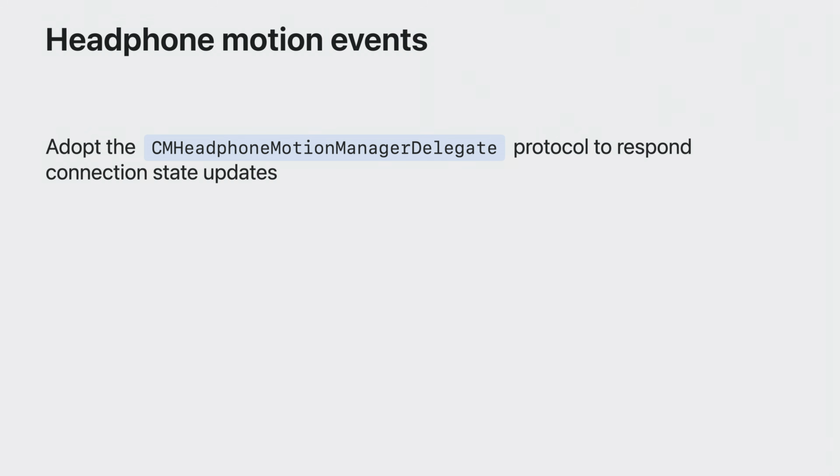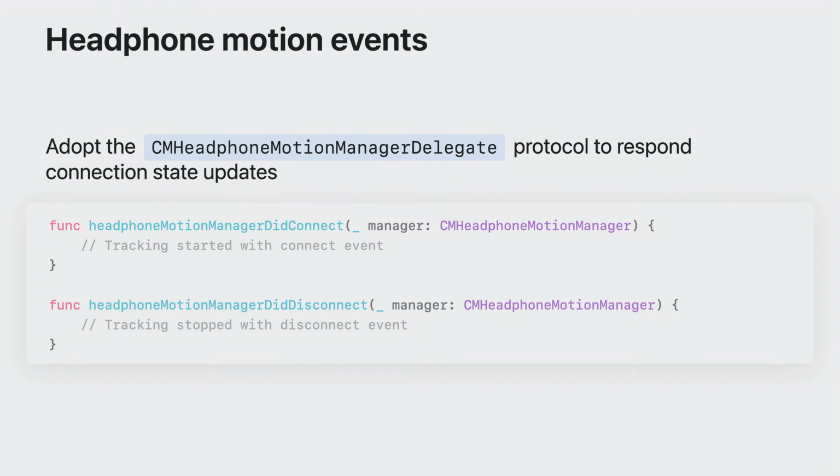Adopt the CMHeadphoneMotionManagerDelegate protocol to respond to connection state updates. Data is available when the audio device is connected to a supported streaming device, like iPhone, iPad, or Mac. If automatic ear detection is enabled, you'll receive events that impact head tracking too. You'll get a disconnect event when the buds are taken out of ear and a connect event when they're put back in.